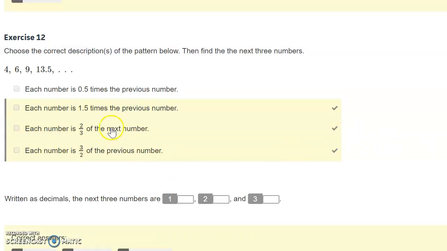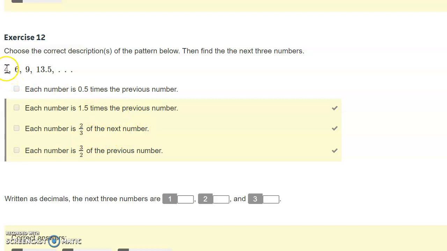So number 12, I'm just going to give it to you. Let's look at it for a second. If we took these numbers and they're trying to find the pattern, each number is 0.5, which would be half the time. So it would be 4, it would go down to 2. Well, that's not true. Each number is 1.5 times. Well, 4 plus half of it would be 2. Okay, that's good. 6 plus half of 6, 6 plus 3 would be 9. Okay, pretty good. And then 9 plus 4.5 would be 13.5. So that is true. Each number is 2/3 of the next number.